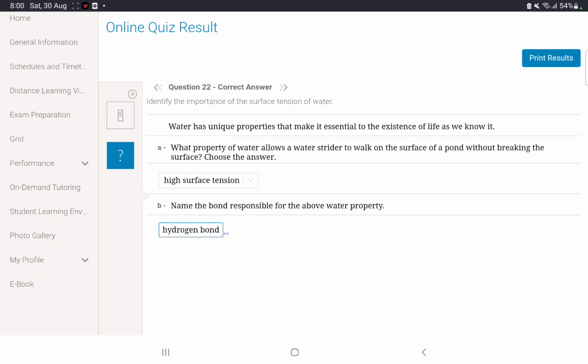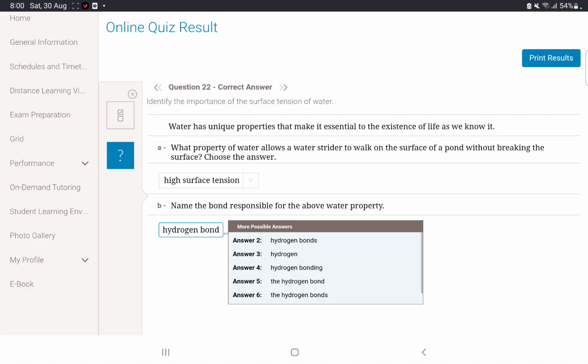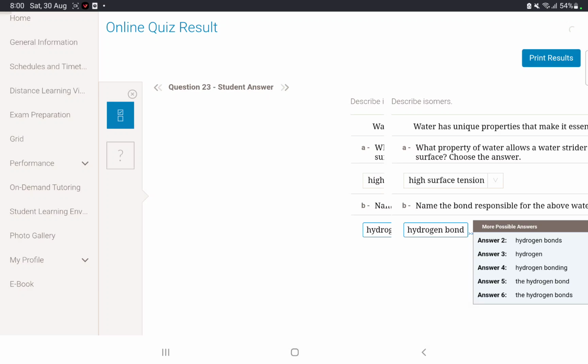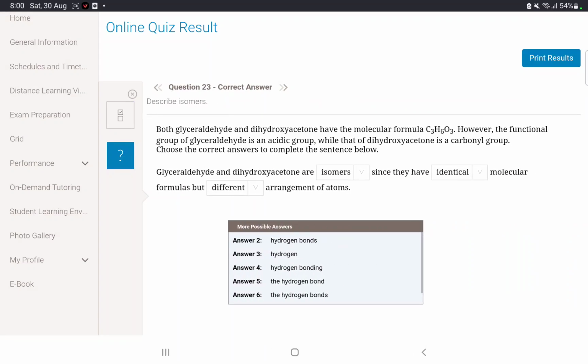So what property of water allows a water strider to walk on the surface of a pond? It's called high surface tension. Memorize it. Walking on water is a possibility for these insects or these organisms because of high surface tension. Name the bond responsible for the above water property. Obviously, it's the hydrogen bond. You can write it like this, but just write hydrogen bond. It's much more simple.